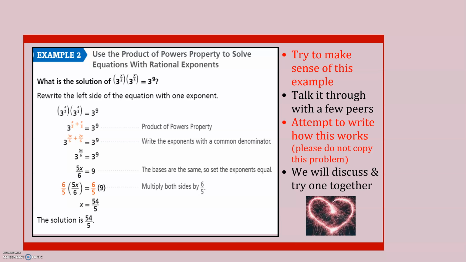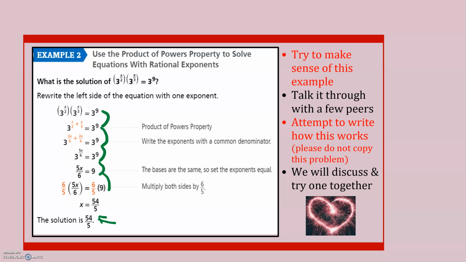And as you're following along, you don't have the peers to talk with, but try and understand how they went from maybe that step to that step. What did they do to go from that step to that step? You're getting the idea. How did they actually move from step to step? Why is this the answer?